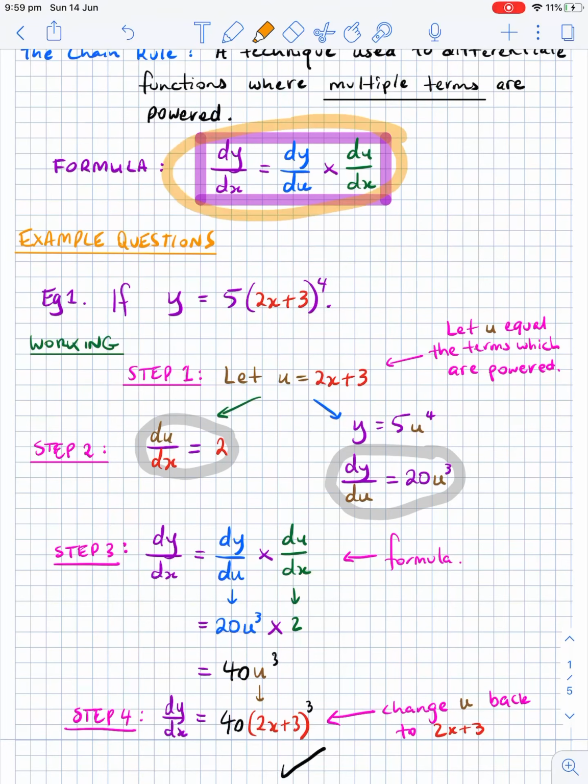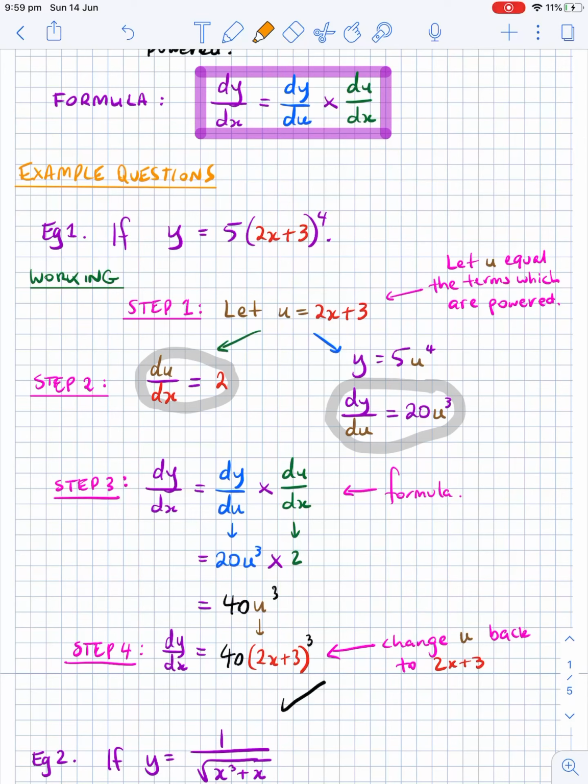So we want to use the chain rule to alleviate this issue. Typically we'd want to just move the power to the front, but because it's powering multiple terms, it's not so simple. Okay, so step one, we want to let u equal these multiple terms, like this 2x plus 3. So we're introducing a new variable u.